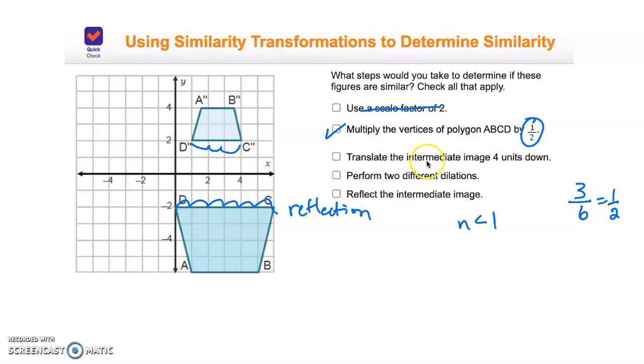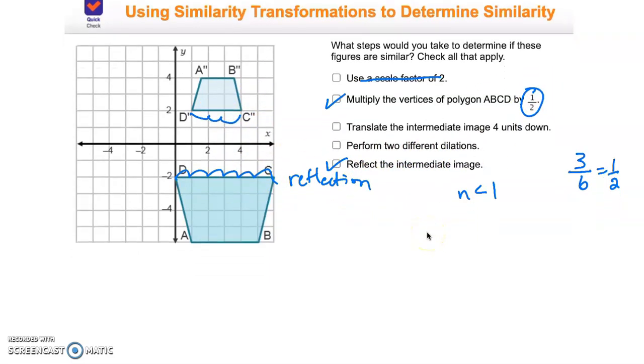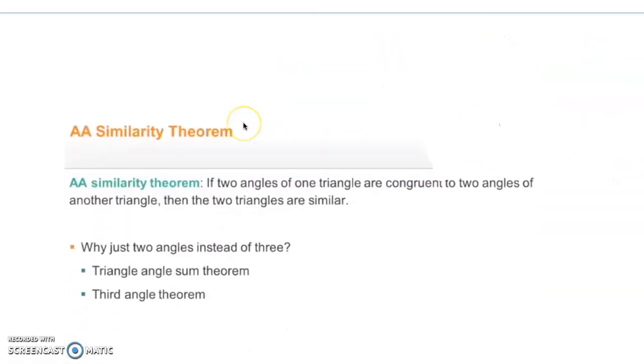Then would we translate it? Well, we don't have a translation. Remember, we have a reflection. And so this is the only other one that would make sense, because if we perform 2 different dilations, those would not be 1/2, which we do have. So we reflected it and we dilated it.